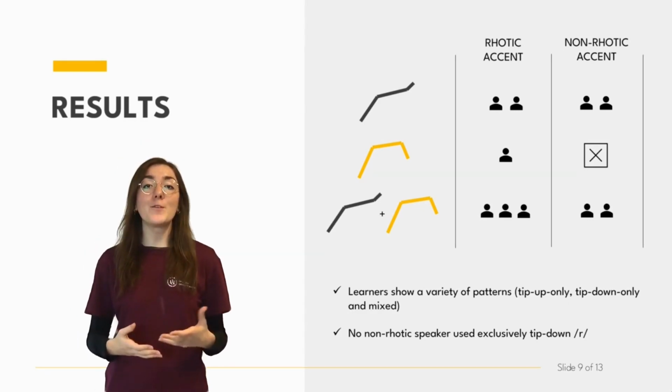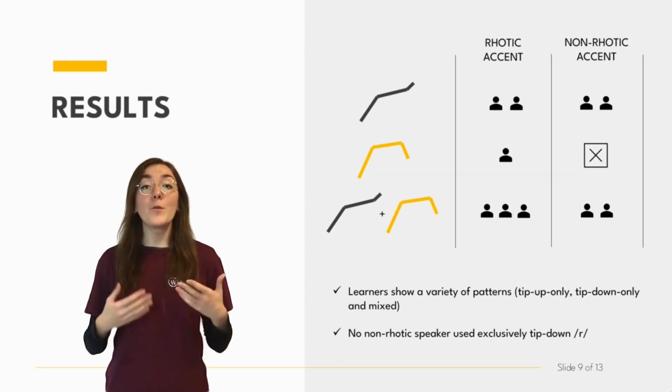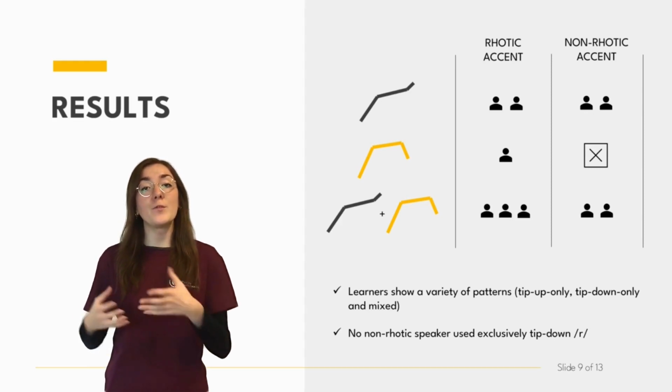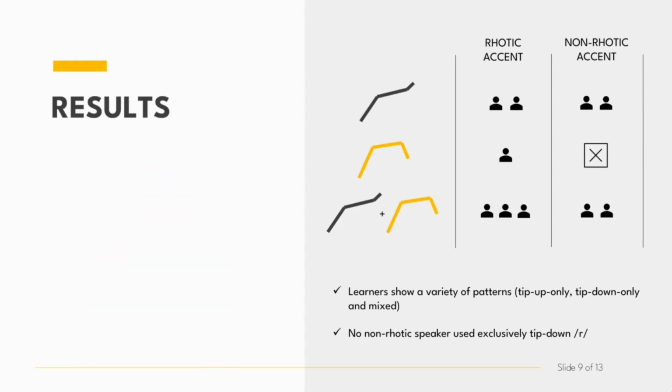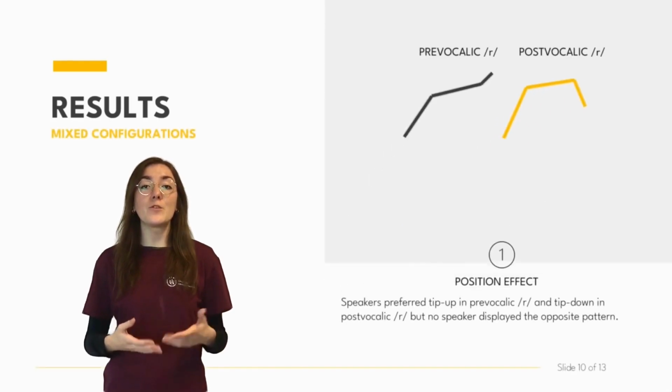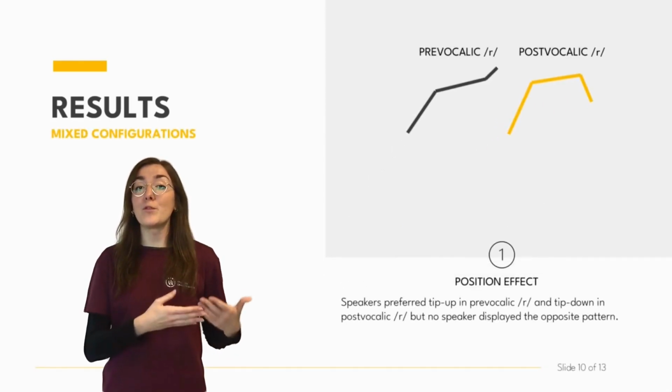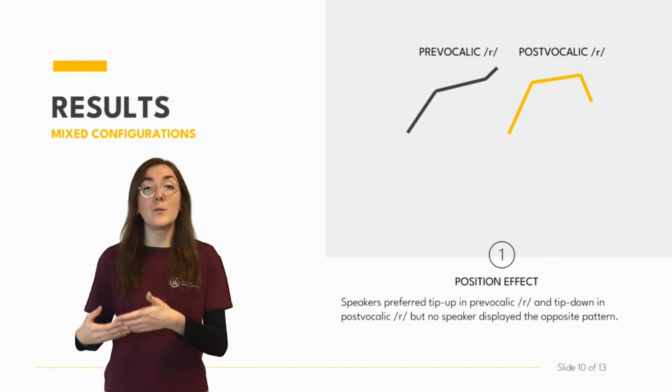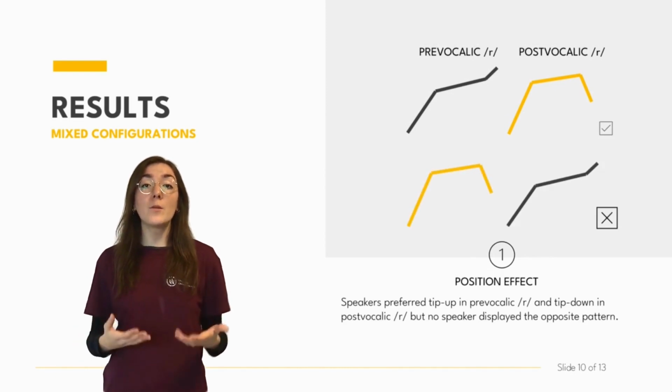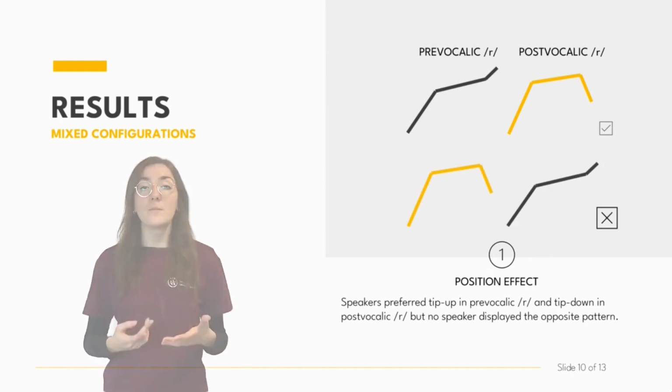Now, among speakers using both tongue shapes, we observe two tendencies in the distribution of tip-up shapes and tip-down shapes. First of all, speakers strongly preferred tip-up shapes in prevocalic context and tip-down shapes in postvocalic context. None of them displayed the opposite pattern.